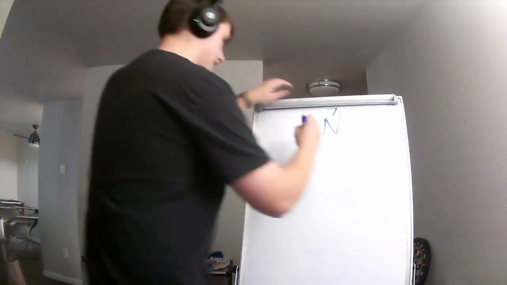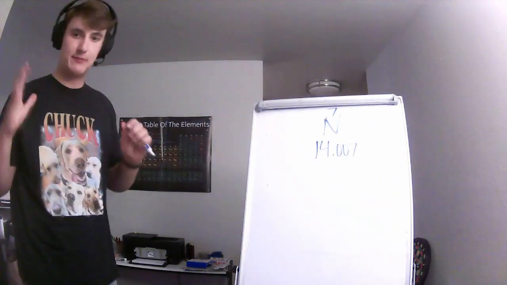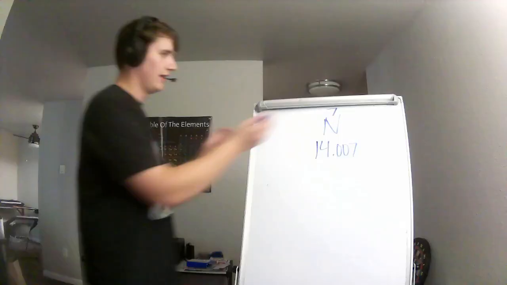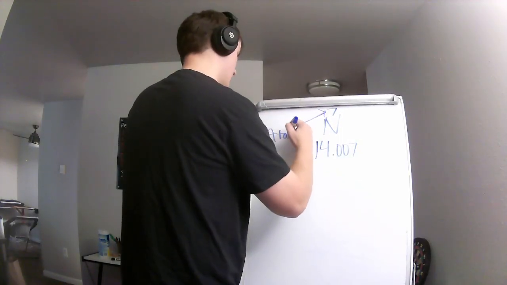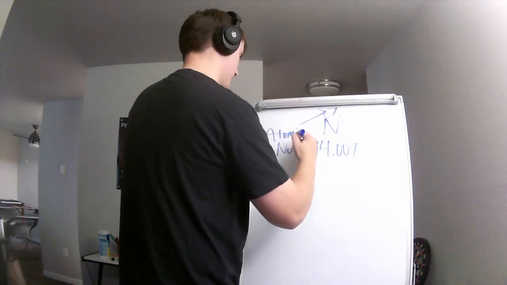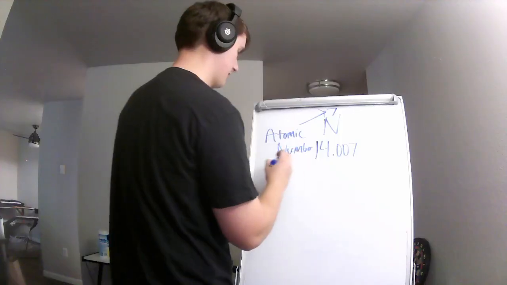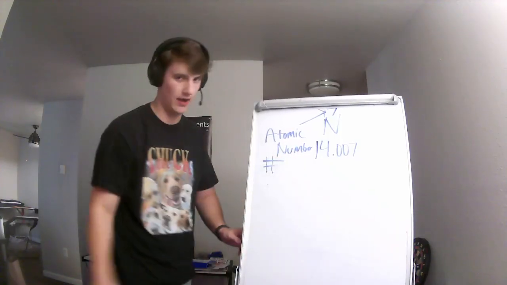Nitrogen is number 7. Let me get the average atomic mass, 14.007. First and foremost, let's break it down. Let's read it like we've already learned. 7, as we learned from hydrogen, is our atomic number, okay? Atomic number. Now this tells us what?